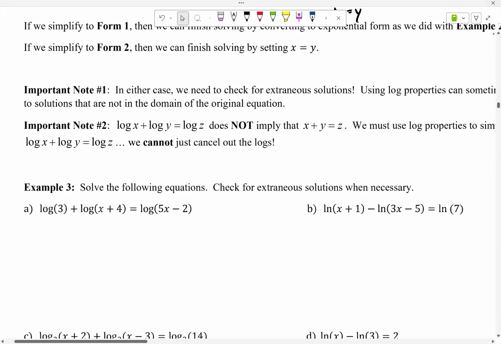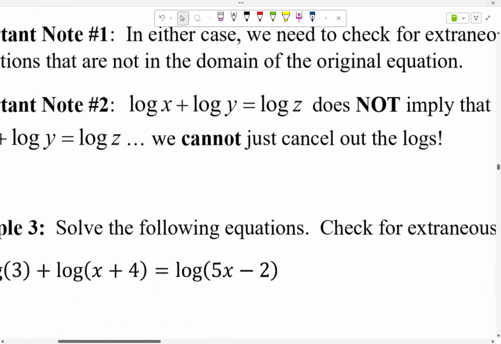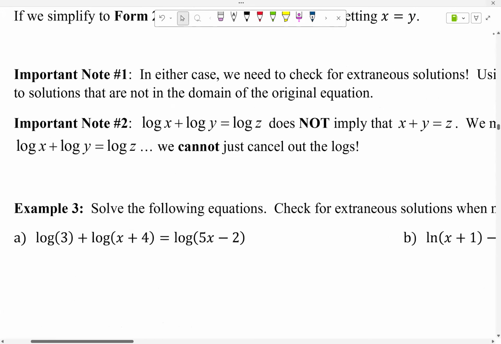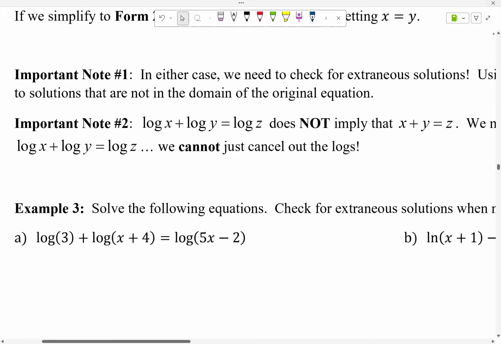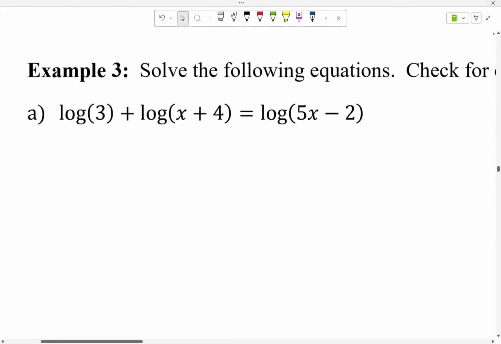Okay, so be careful. You're going to see some problems that look like this: log x plus log y equals log z. It does not imply that x plus y equals z. It just has to be a log equals a log to set the arguments equal to each other. So let's see what happens. I think you could do example 3 already. I feel like you should just talk about this with your neighbor. What's the first step? And then go for it.